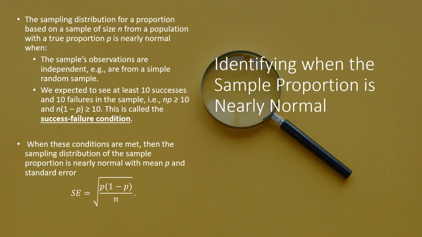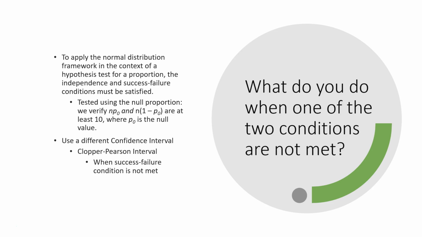And so when both of those conditions are met, we're able to say that the standard error is going to be the square root of p times 1 minus p divided by n. In order to apply this framework within the context of the hypothesis test for proportion, we have to make sure that those two conditions are satisfied. And so we're going to test the null proportion by verifying that n p naught and n times 1 minus p naught are at least 10, where p naught represents the null value.